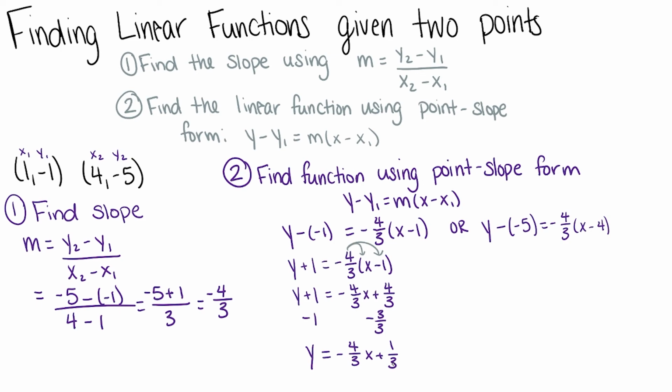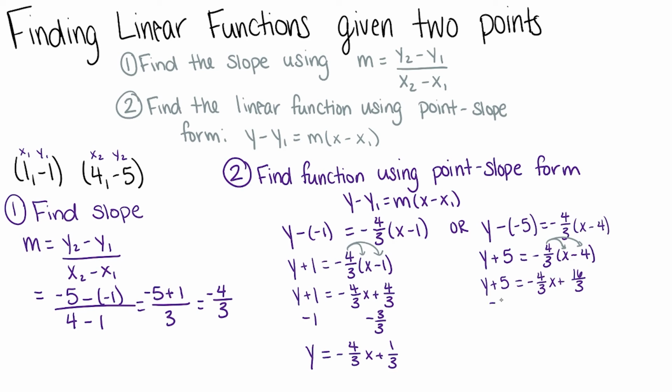We'll see that this is true when we use our other point. So again, we have y minus negative 5 equals negative 4/3 times x minus 4. Minus a negative is plus, so we have y plus 5 equals negative 4/3 times x minus 4. Let's distribute our negative 4/3 to our x and to our negative 4. So we get y plus 5 equals negative 4/3 x plus 16/3. 4/3 times 4 is 16/3.